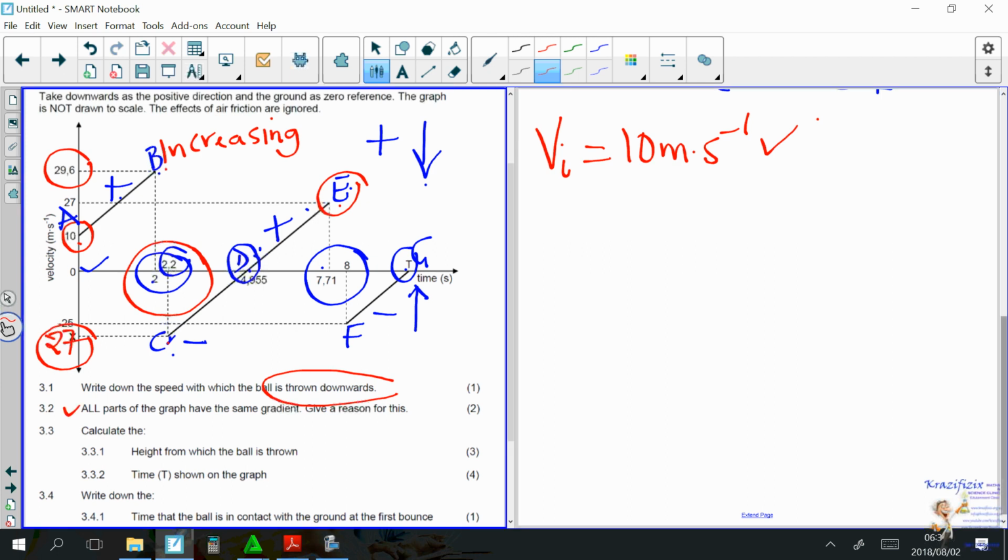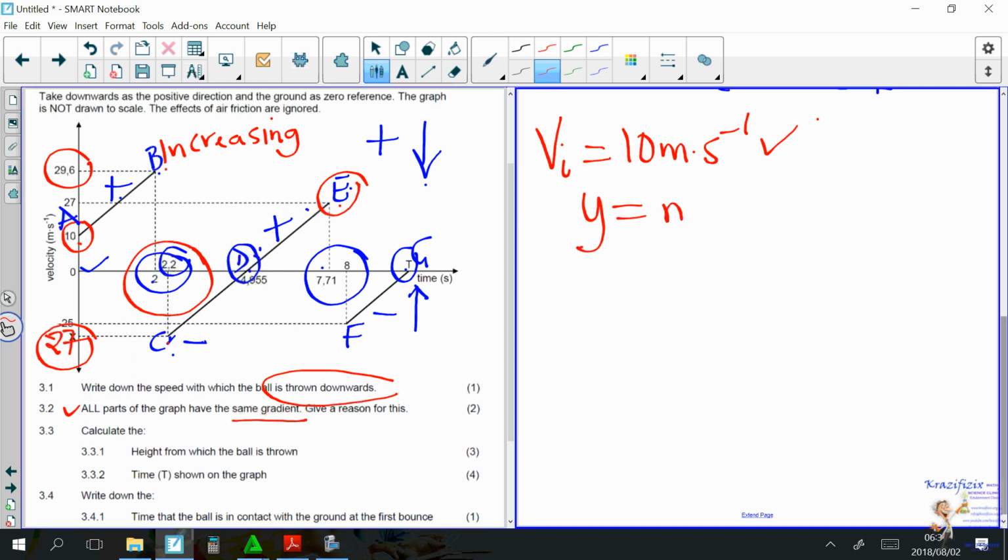Number 2. All the parts of the graph have the same gradient. Give a reason. Let's check something. Straight line graph. y equals mx plus what? c. What is the equation we're dealing with here?